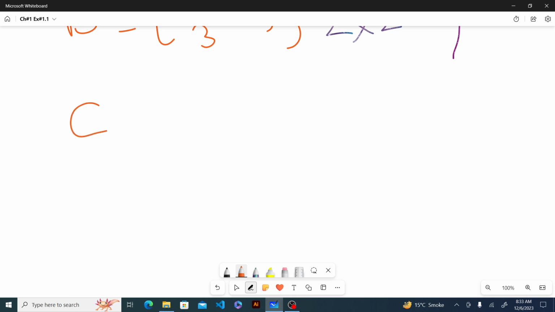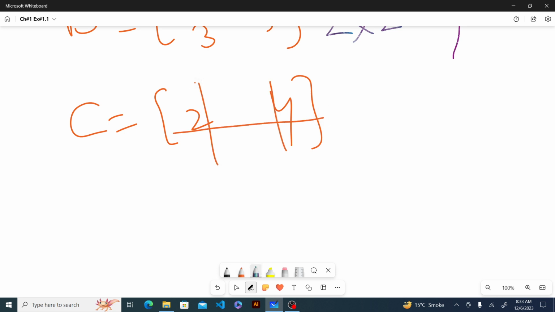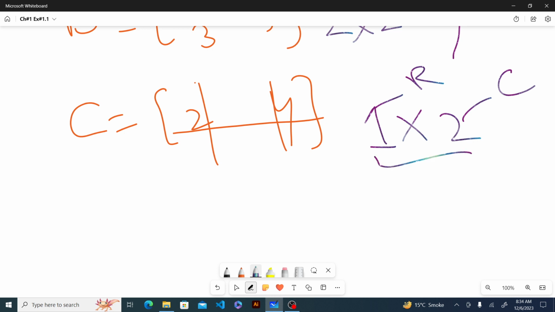The part C is 2, 4. This is matrix C. So what is the order of this matrix? 1 row and 2 columns, so 1 into 2. This is showing the number of rows, this is showing the number of columns. So the order of matrix C is 1 into 2. This is the answer.